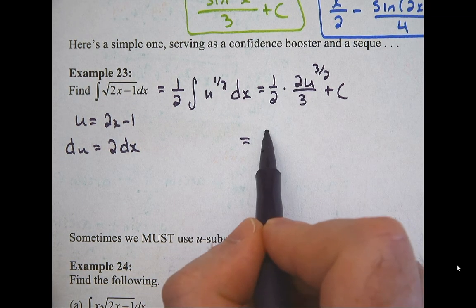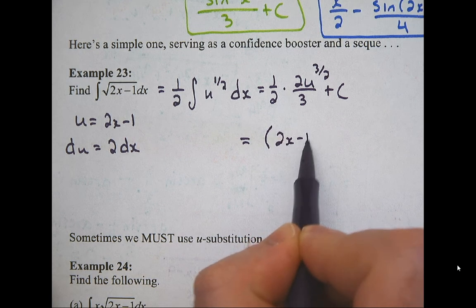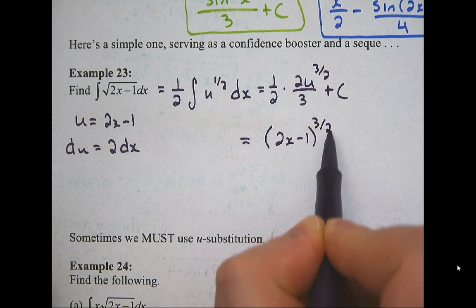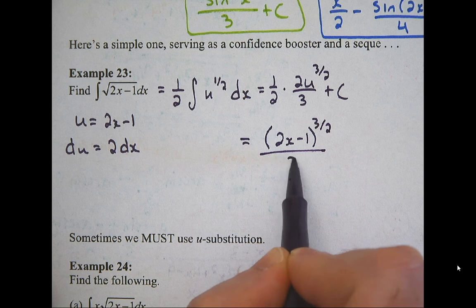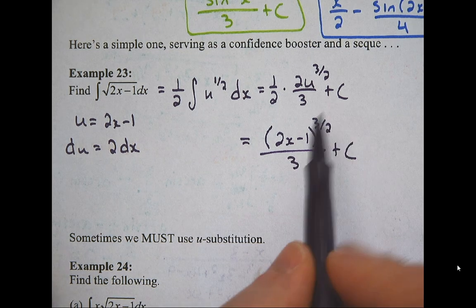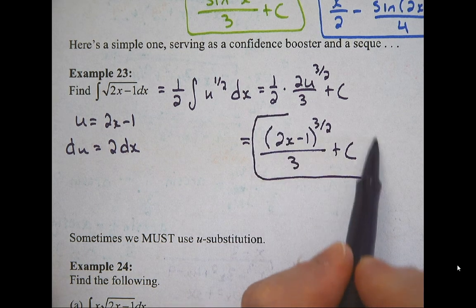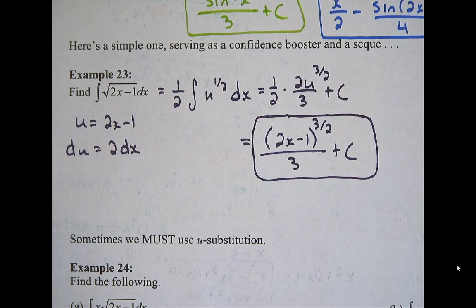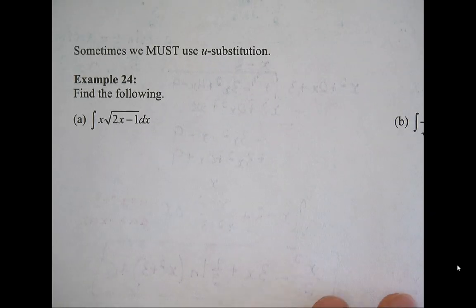So those 2's are gone. Our u is 2x minus 1 to the 3/2 over 3 plus c. That's definitely one you guys should be able to do at this point. So hopefully you did it on your own. Now these are a little sneaky. They're actually kind of fun when you see the trick. But all right, so let's start off.